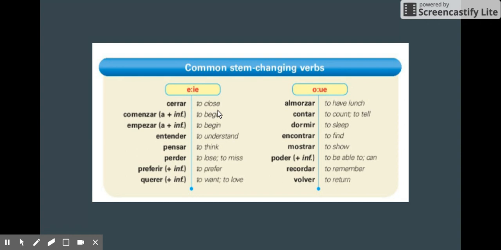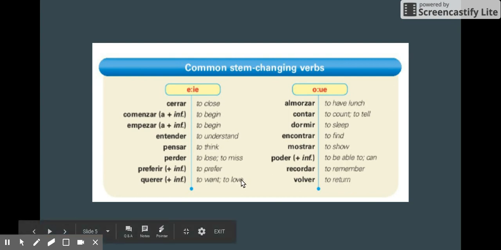It's also important to know that it's always the second E or the second O that undergoes a stem change. So for example, in the word empezar, the second E is this one right here. So that's the one that undergoes the stem change. For example, in entender, the second E over here undergoes a stem change. Or for example, preferir, it's not the first E, but the second E. Likewise, for O, it's always the second O if there is more than one O in the word.